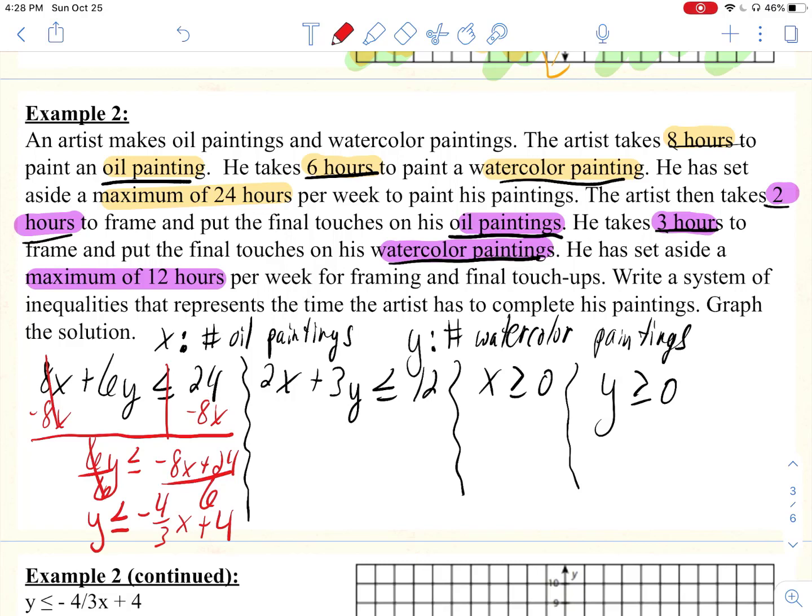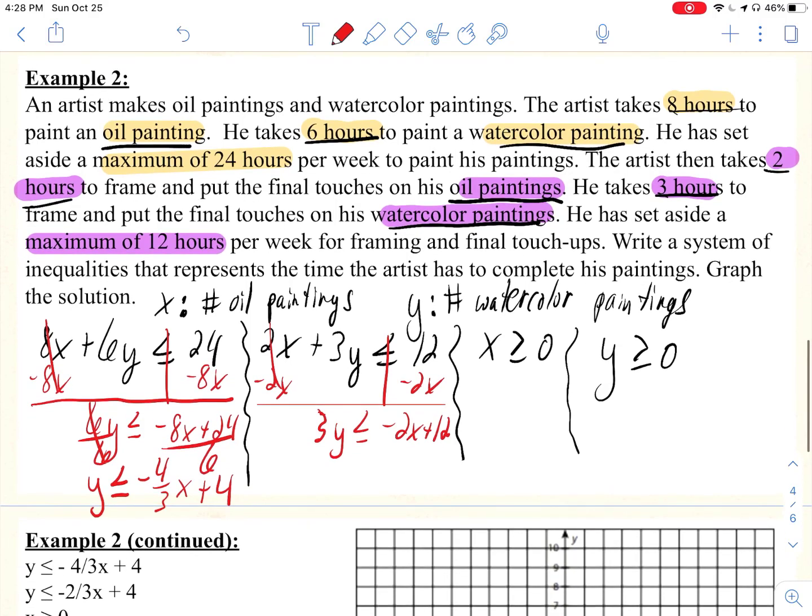Now our next one, we're going to have to do the same thing, meaning we're going to solve for y here. So the first thing we need to do is subtract 2x on both sides. We get 3y is less than or equal to negative 2x plus 12. Just like our previous example, how we divided by 6 on both sides by every term, we're going to do the same thing here, except we're going to divide by 3 on both sides by every term.